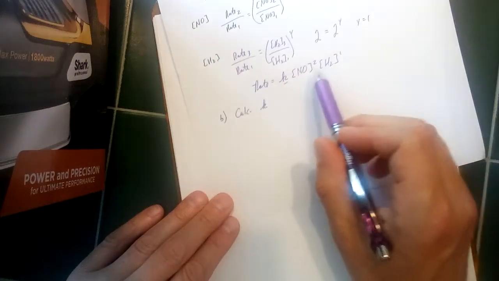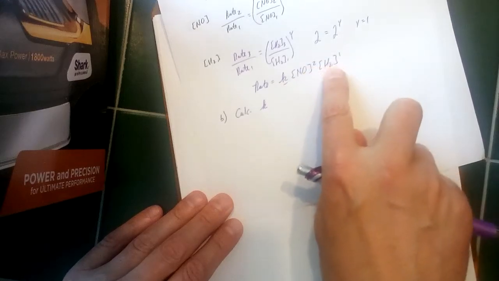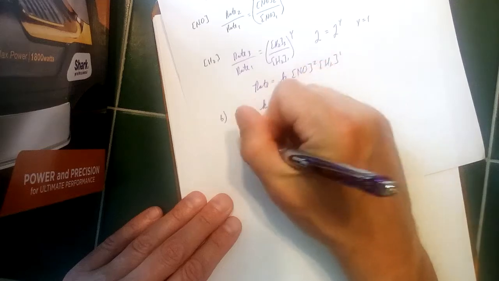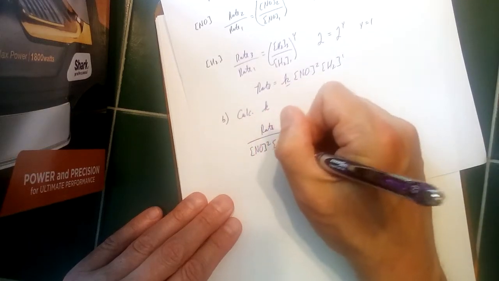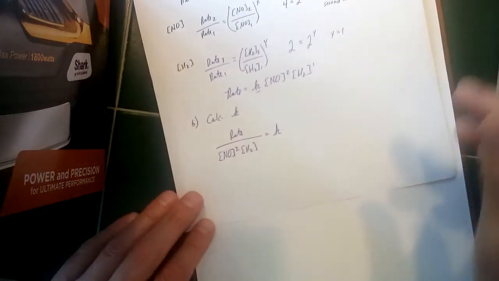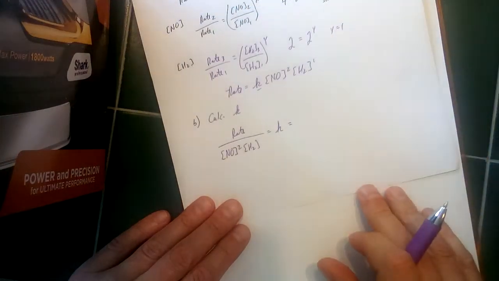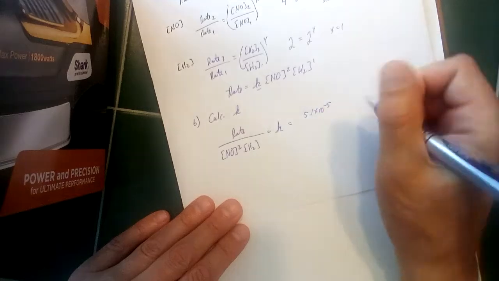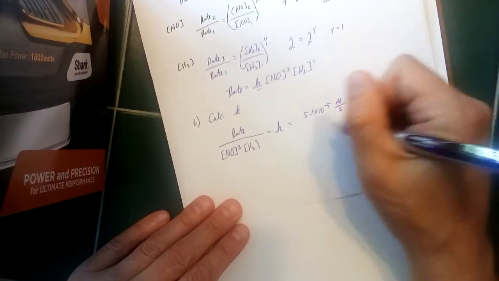So I can rearrange this equation just by dividing both sides by NO squared and the concentration of H2. So if I take the rate and I divide by the concentration of NO, but squared, and by the concentration of hydrogen, that will give me the rate constant for this reaction. So just take experiment 3 and plug that data in. 5.1 times 10 to the minus 5th. Now, that's a rate, so that would be molarity per second.